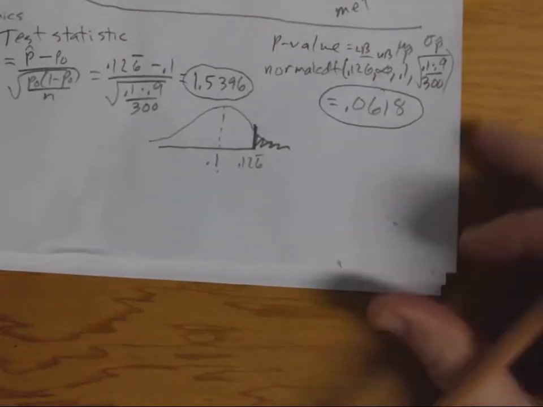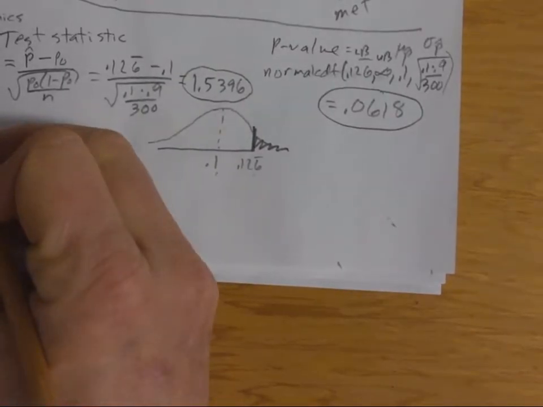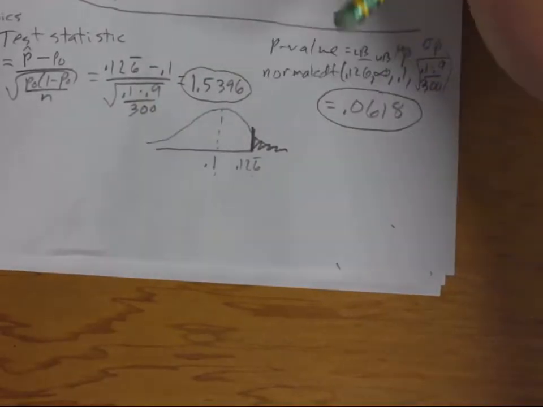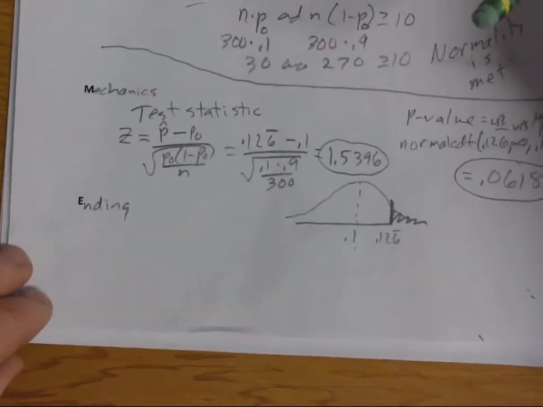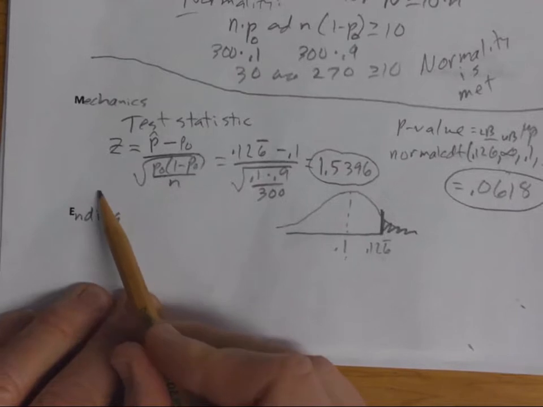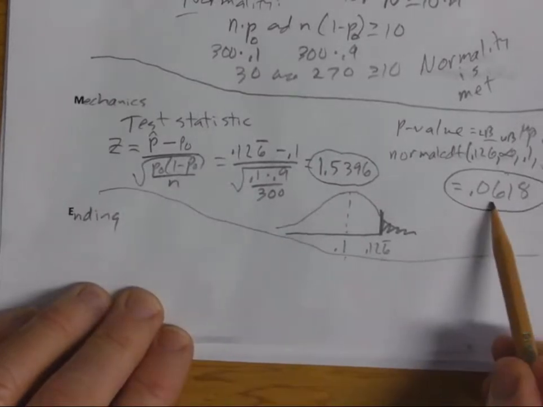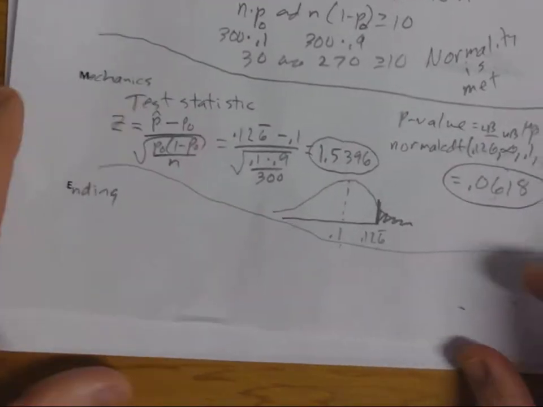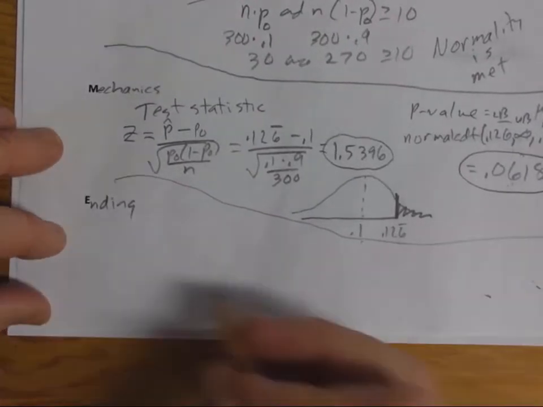And here is our ending. So our ending is going to be different as well. Of course, with an interval, we would just say we're 95% confident that our parameter is in there. But our ending now is going to be our p-value statement. We are going to apply this. And there are three things we have to say in our ending.